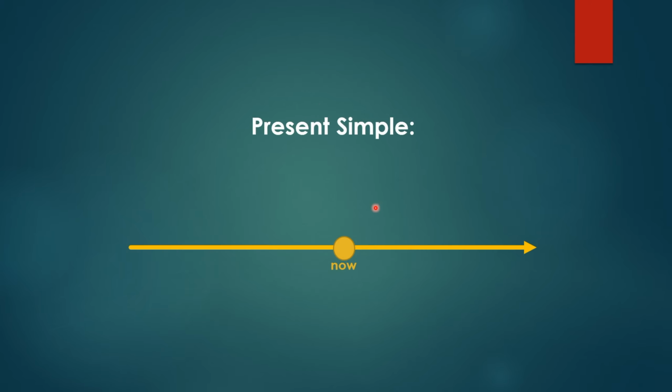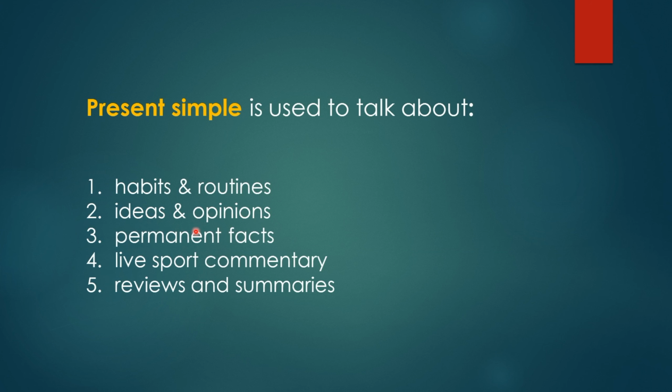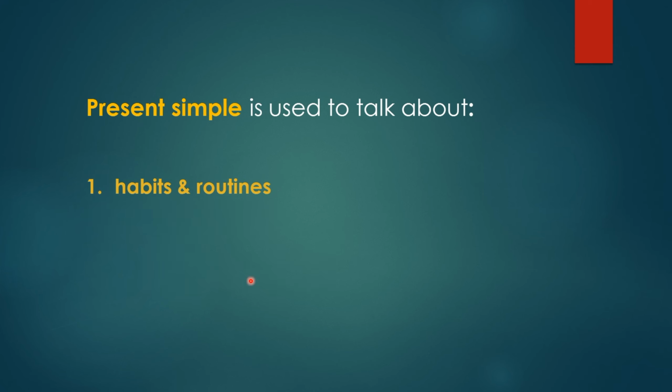As you know, present simple is not usually used for talking about one single action at a specific time. So, it is usually used to talk about frequency and repetitions. Based on this functionality, it is usually used to talk about habits and routines, ideas and opinions, permanent facts, sport commentary, and reviews and summaries. Let's have a look at some examples.